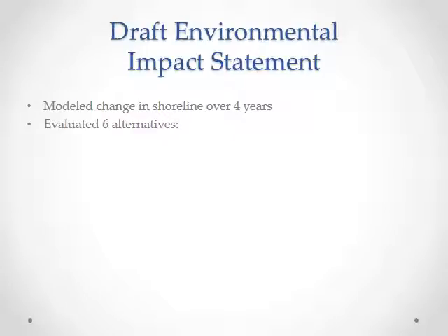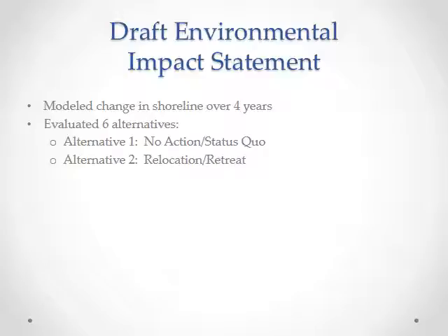The EIS evaluated 6 alternatives. The first is called the no action alternative. It's really maintaining the status quo. That would be the town providing nourishment like the Corps has done on the East End over the last 15 years. So it's not actually no action, it's continuing with beach nourishment projects every 2 years. The second alternative is the real don't-do-anything alternative.